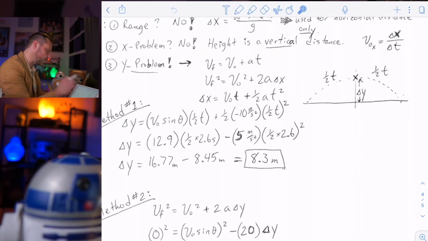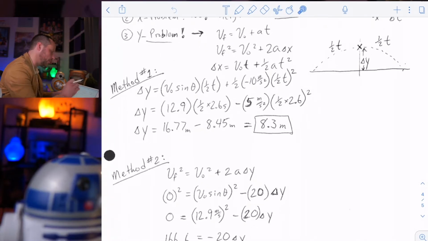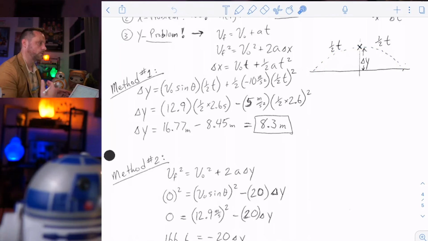And the reason why I'm thinking that way is because I'm really going to plug in half of the time that I calculated in part B. So it takes him 2.6 seconds to travel the whole flight. Well, then it's only going to take half that time to get to the maximum height here. And so that's going to be half of 2.6, which is going to be 1.3. Yes, very good. Way to math it. So 1.3 seconds. At 1.3 seconds, R2D2 will be at his maximum height.